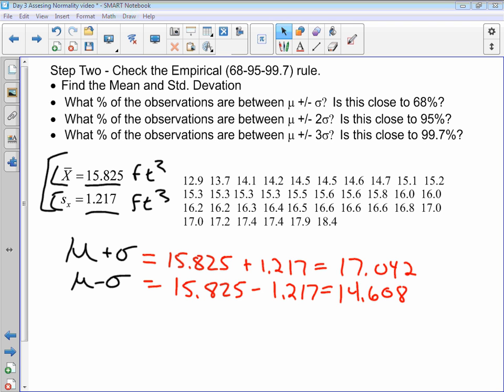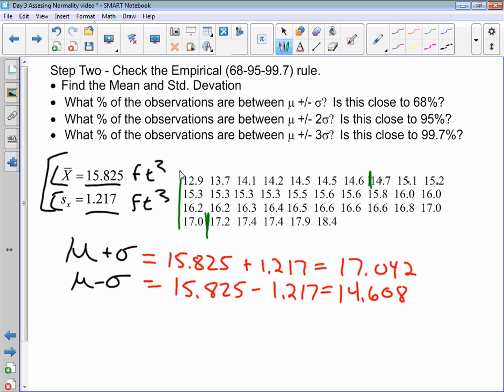So here are the calculations of our mean plus standard deviation and our mean minus standard deviation. Here the data set's in order, so where does this fall? Well, 14.608 falls there, and 17.042 falls there. And so now we count up how many points that is in our data set.